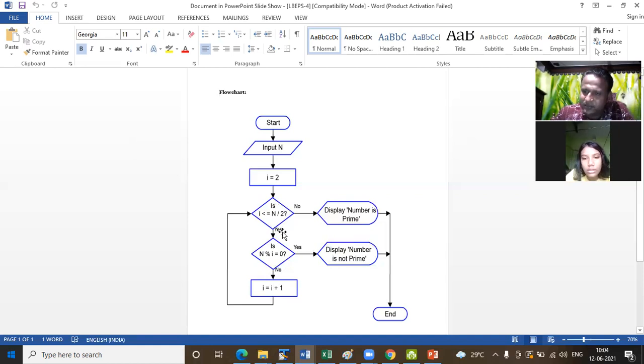Yes. Yes, sir. Then we have taken 8. So 8 modulo 2 means when you divide 8 by 2, the remainder is 0. So display the number is not prime. Means your 8 is not prime. Clear?